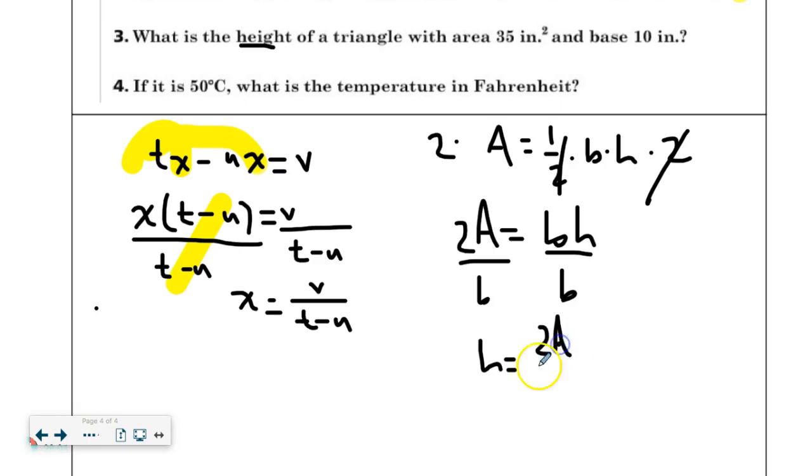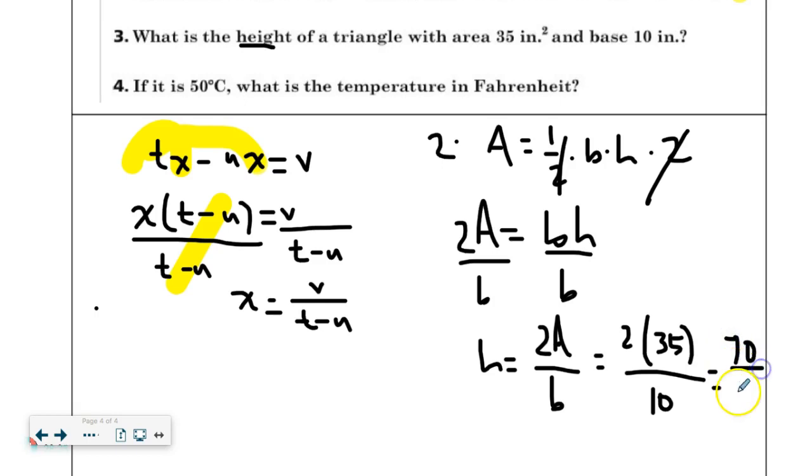And then I'm going to substitute some numerical values. The area is 35, so 2 times 35. Base is 10. 2 times 35 is 70. 70 over 10 is 7. So 7 inches. That's my height. Okay, just a second. I'm going to erase and do number 4 so that you can check it.